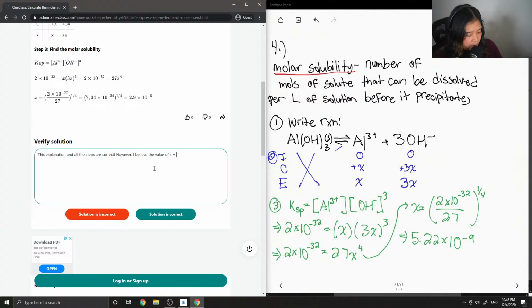The value of x should be equal to 5.22 times 10 to the power of negative 9. Okay, so everything else, all the steps were correct though. I'll just say it is incorrect.